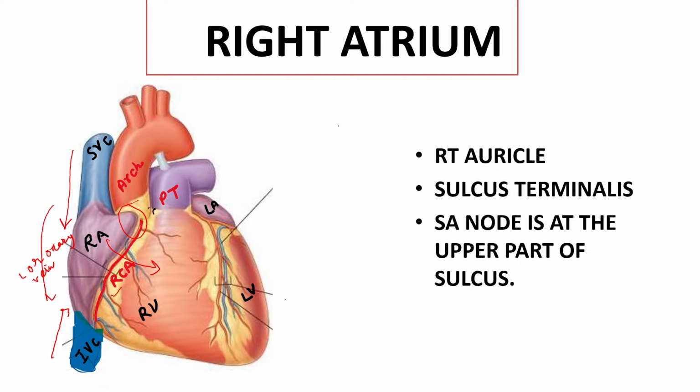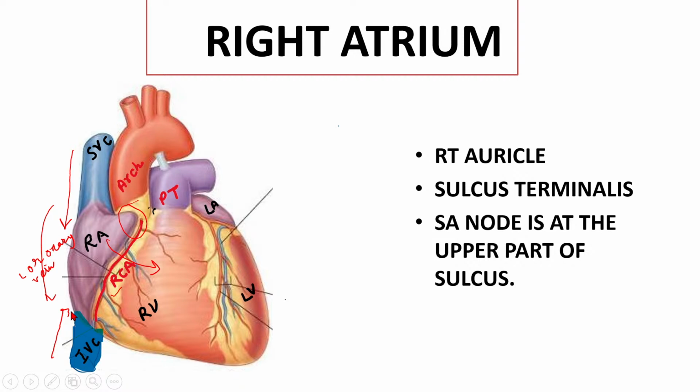This shallow groove is named the sulcus terminalis. The importance of the sulcus terminalis is that this groove will extend from the opening of the superior vena cava up to the opening of the inferior vena cava, and the SA node is lying at the upper end of this sulcus terminalis. So, this sulcus terminalis will show the location of the SA node, which is at its upper end. The right atrium will extend from the third costal cartilage to the sixth costal cartilage.